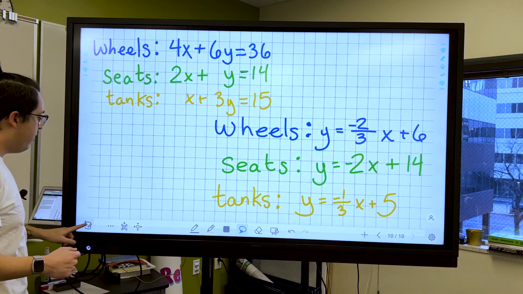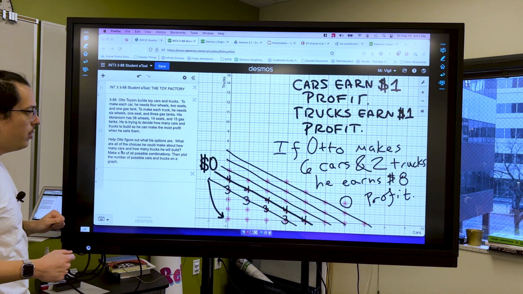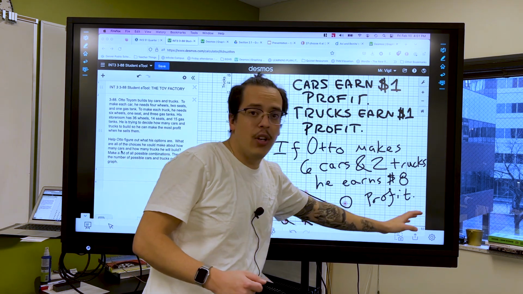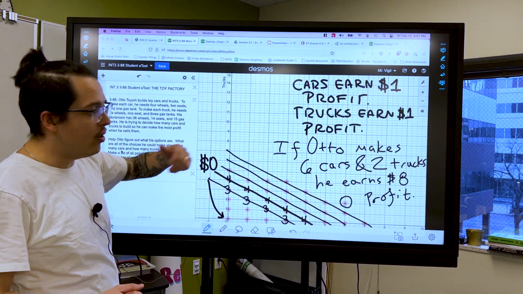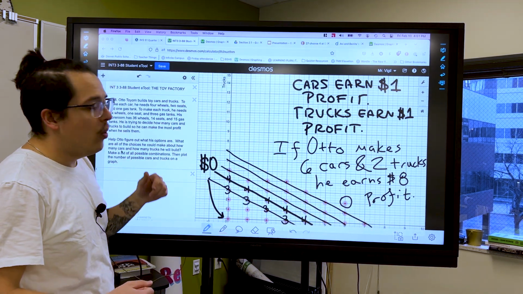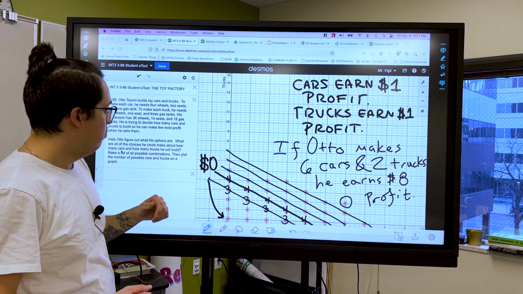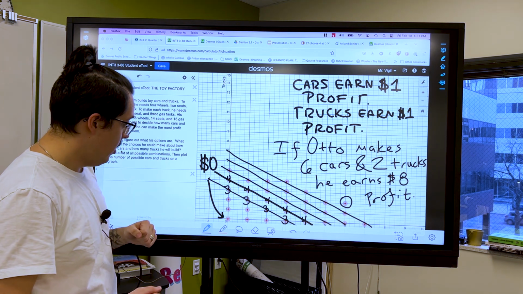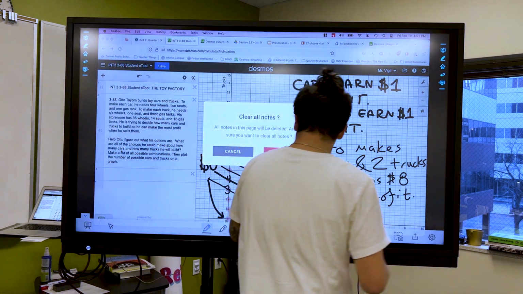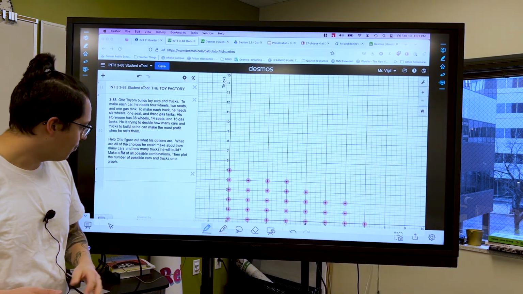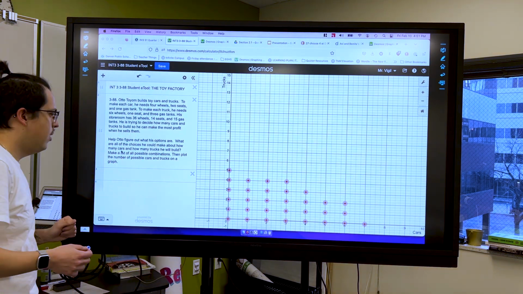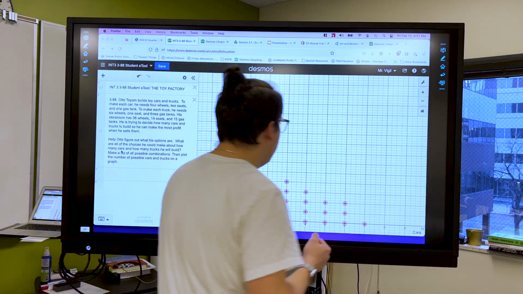I'm going to hop myself over to Desmos, working on the same graph that we worked on videos and videos ago when we had not the best method yet for solving this system. Let me get rid of that work that we did. And let's talk about our wheels line.